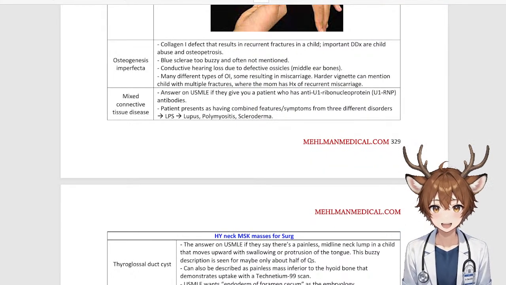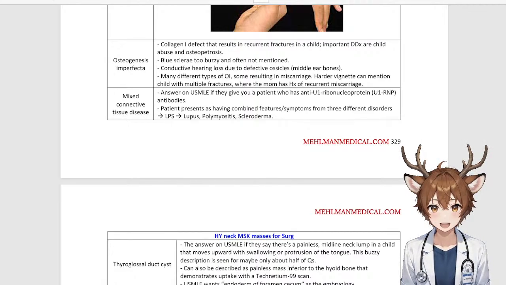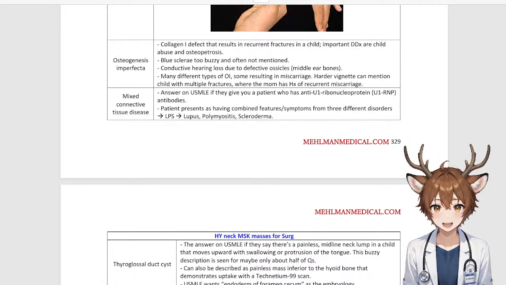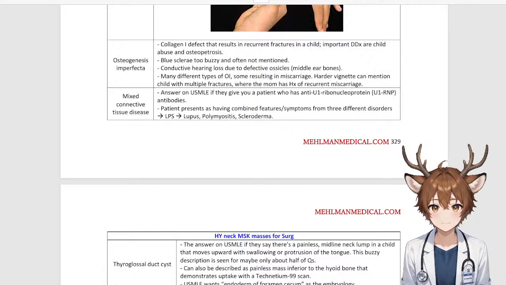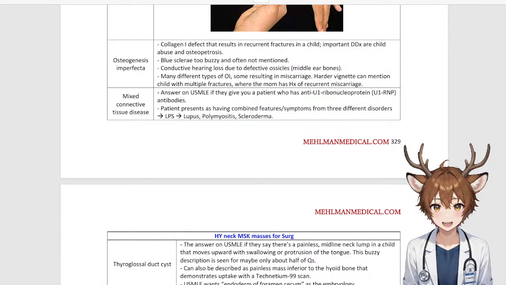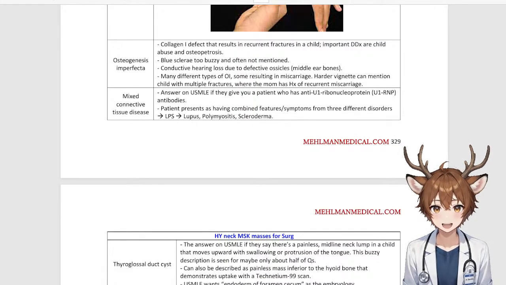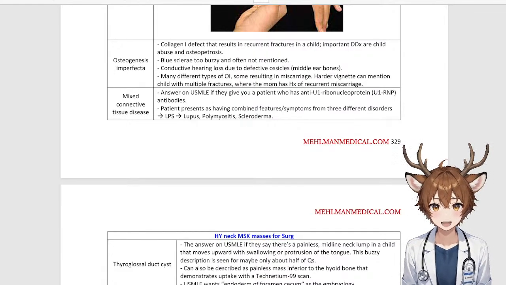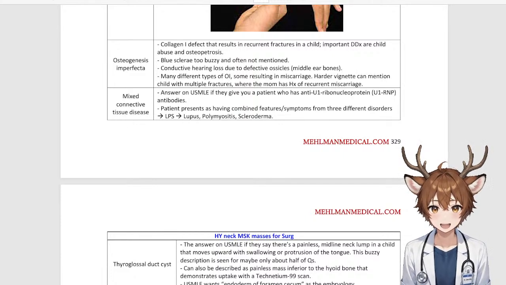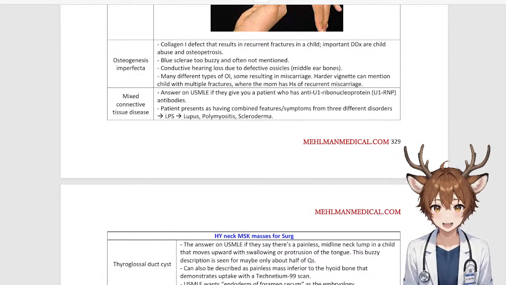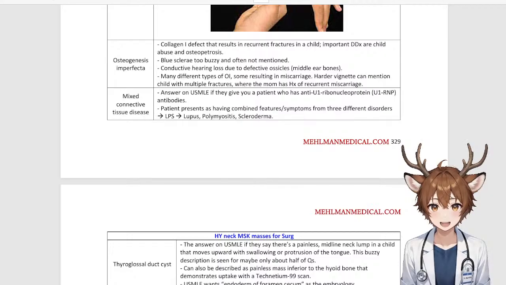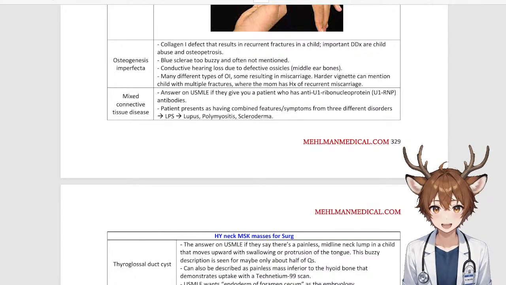Osteogenesis imperfecta. Collagen 1 defect that results in recurrent fractures in a child. Important differential diagnoses are child abuse and osteopetrosis. Blue sclera, too buzzy and often not mentioned because, again, it would be too easy. Conductive hearing loss due to defective ossicles, the middle ear bones. Many different types of osteogenesis imperfecta, some resulting in miscarriage. Some of them are pretty nasty. A harder vignette can mention a child with multiple fractures where the mom has a history of recurrent miscarriage.